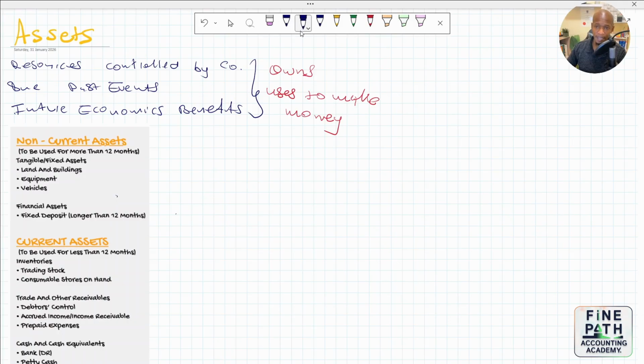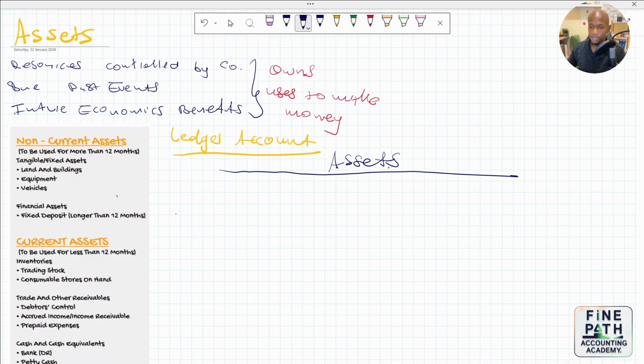Now that we've looked at the examples or the classifications of these assets, I want us to look at the behavior of these assets. I want to demonstrate the behavior of these assets by use of a ledger account or a T account. So let us look at a ledger account of an asset and see how an asset should be behaving. Right there, we can have our assets, and then our T account can go there. We know that in our T account, the left side is the debit side, and the right side is the credit side.